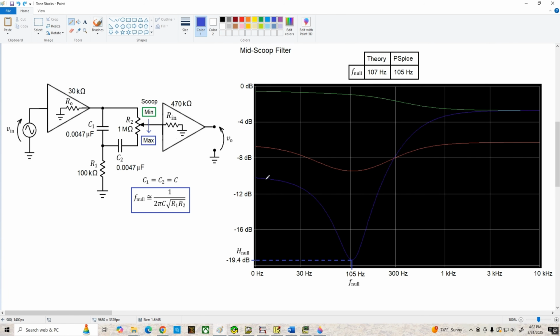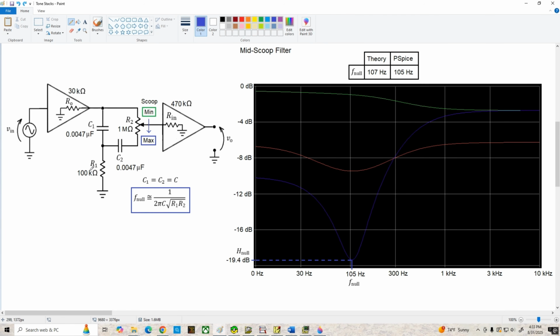Okay, now let's say we like this nice deep notch that we got changing the pot to 1 megohm, but it moved the frequency down too far. We had it originally at about 207 Hertz. Now it's real close to 100. So what could we do to move this notch back up to where it was?